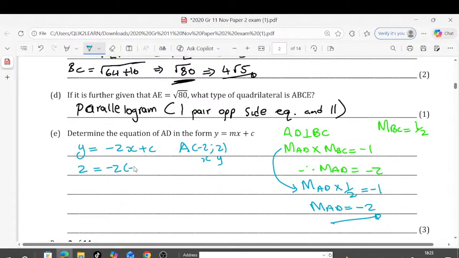Where there's x, I need to put -2 plus c. Therefore, this is 2, it equals 4 plus c. Therefore, what is c equal to? The 4 will go to the other side to be 2 minus 4, which will give us -2.